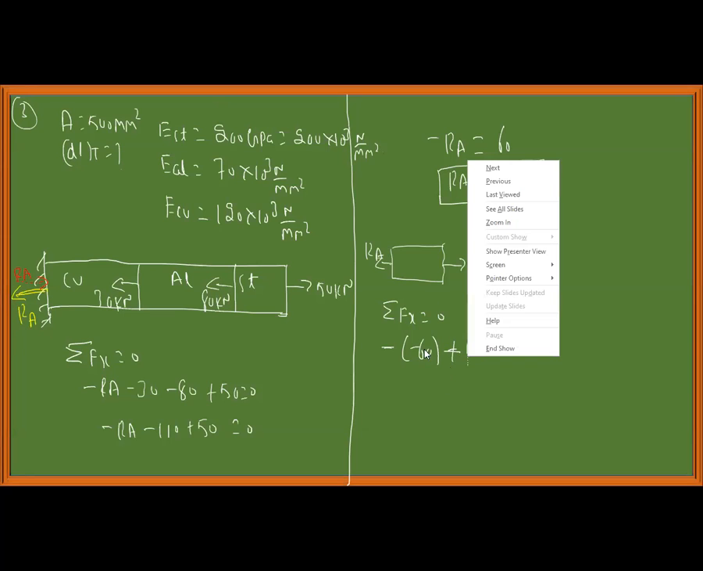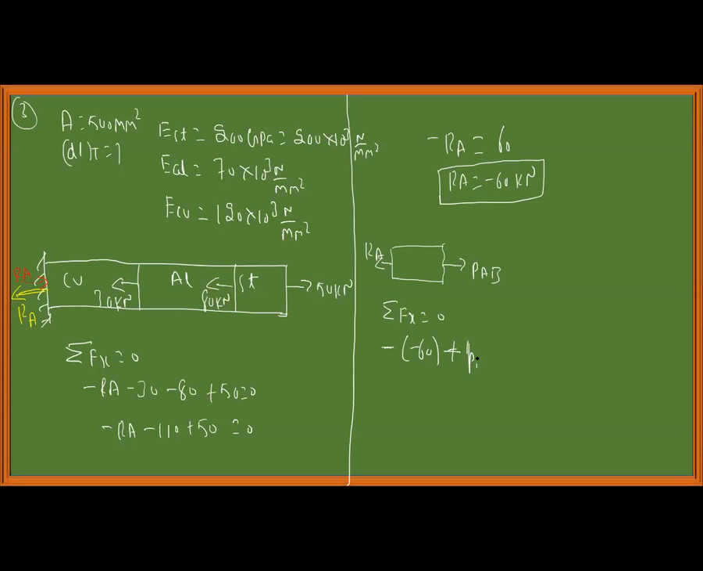PAB is equal to 0. Therefore, PAB is equal to minus 60 kilonewton. That's right, no? If you would have taken RA in the positive sense, then PAB plus that 60 kilonewton, it would become minus 60 only. Have you understood this? Is there any confusion?